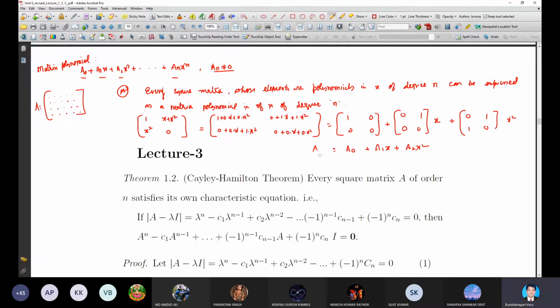In x of degree 2, right? Okay, so this statement will help you in the understanding of Cayley-Hamilton theorem.